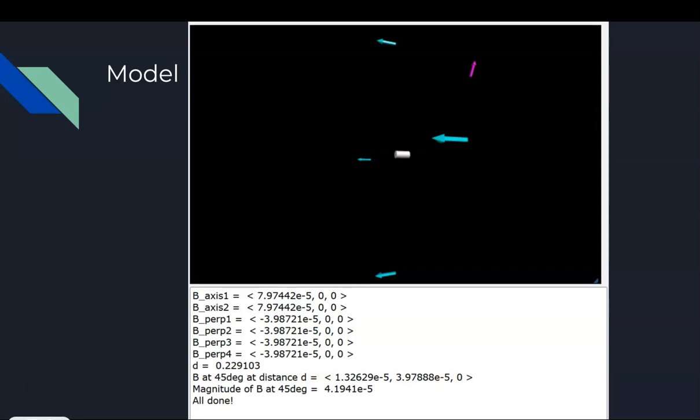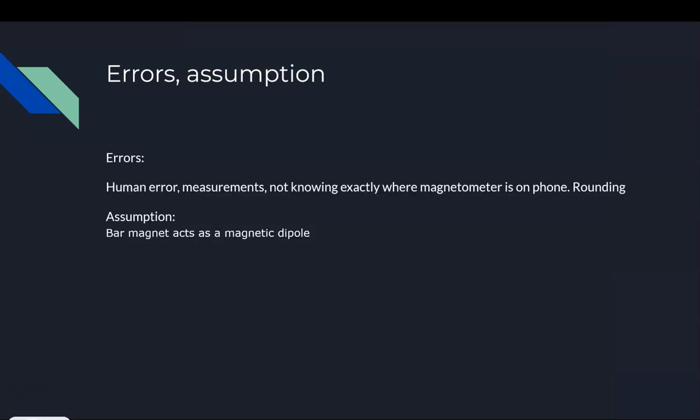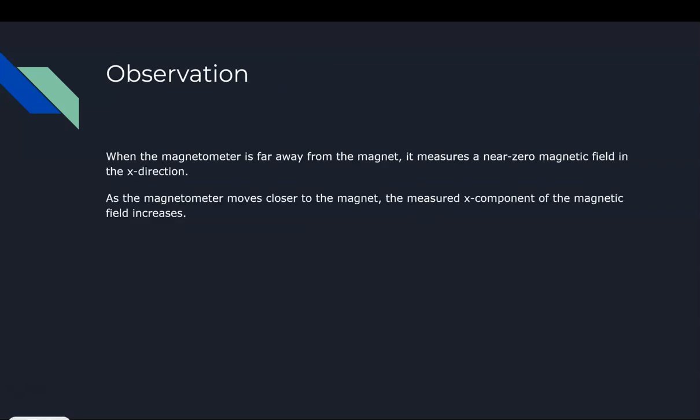Now, with all that being said, the magnitude of B is 4.19, and it is about 50% off from the actual total, for which there are many reasons: human error, measurements, not knowing exactly where the magnetometer is on your phone, and some rounding. The assumption I made throughout was that the bar magnet acts as a magnetic dipole, which could be it, but in some situations that might not be, and also there could have been other objects around it that could have affected it.